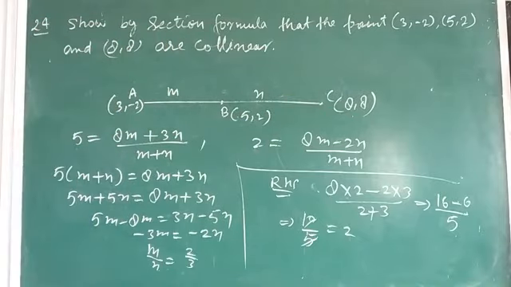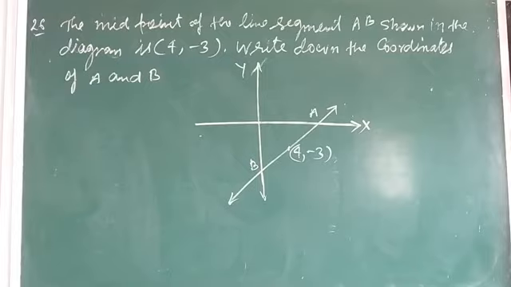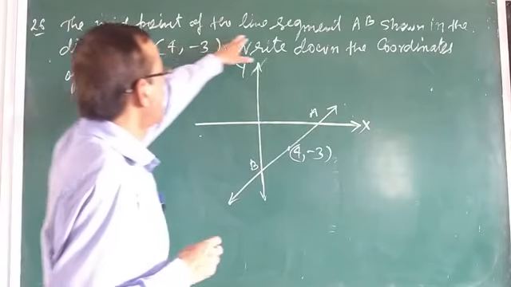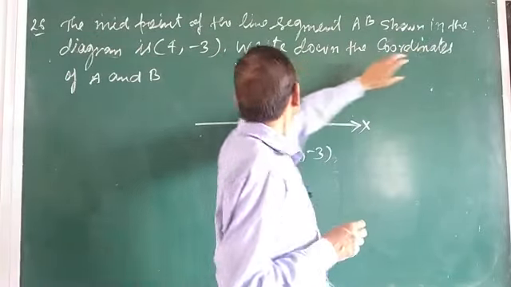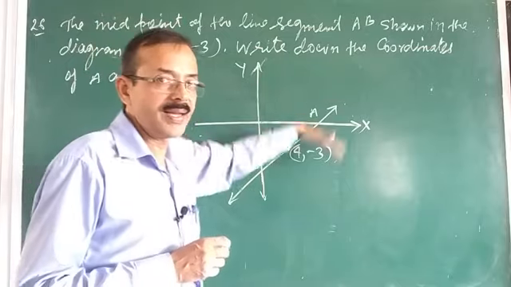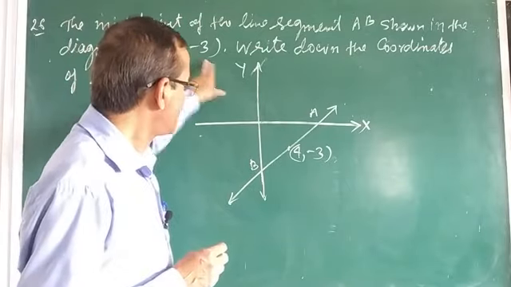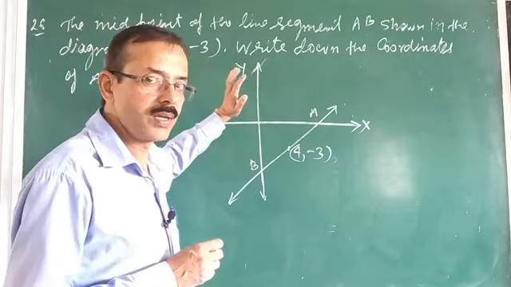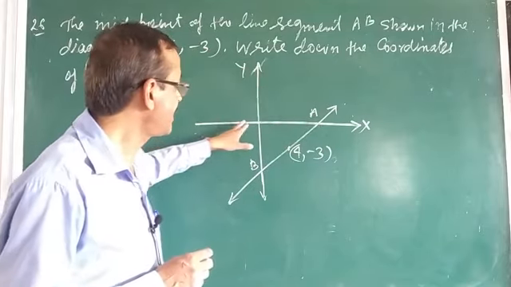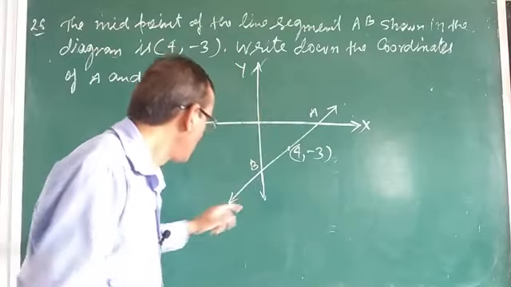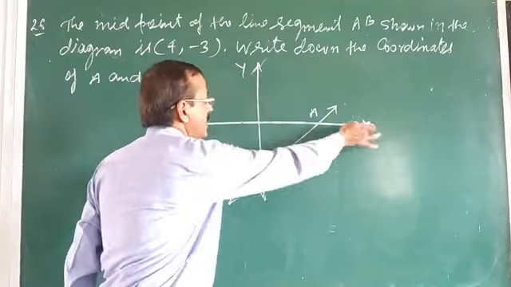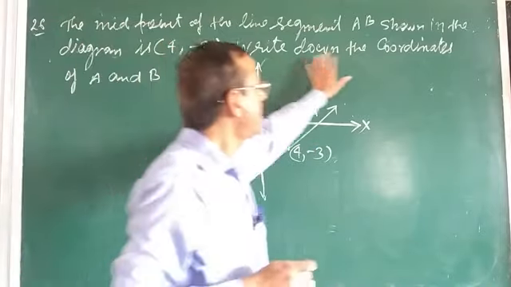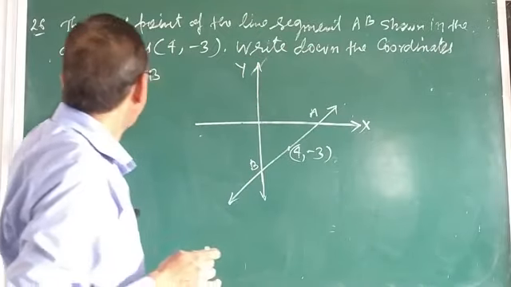Now next question after this. Now students, see question number 26. The midpoint of the line segment AB shown in the diagram, this is the diagram, is 4, minus 3. What is 4, minus 3? This is the midpoint of AB. AB is a line which intersects the x-axis and y-axis. This is the y-axis, this is the x-axis. Write down the coordinates of A and B.